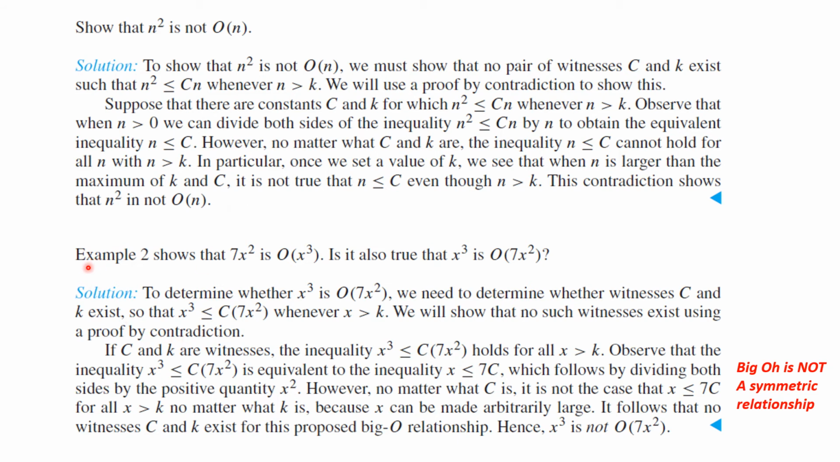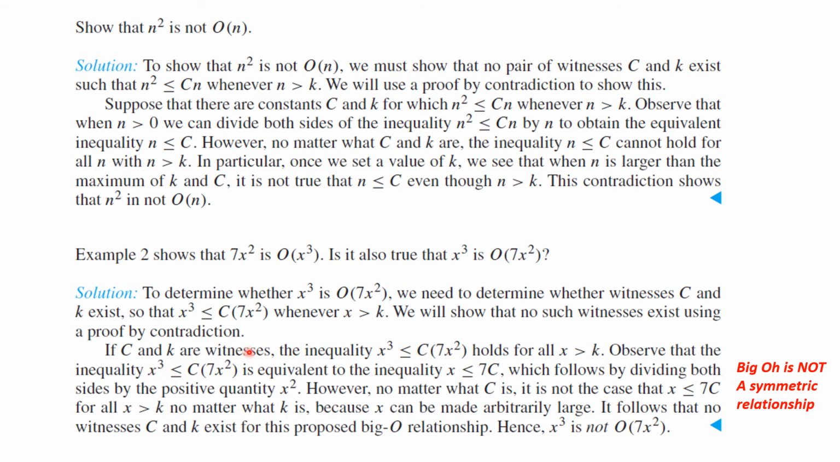Now, here is another example. We've just shown that 7x squared, the previous example, was big O of x cubed. And the question is, is it also true that x cubed is big O of 7x squared? Again, we're going to look at a proof by contradiction. We need to determine whether witnesses c and k exist such that x cubed is less than or equal to c times 7x squared whenever x is bigger than k. We're going to show that no such witness exists.